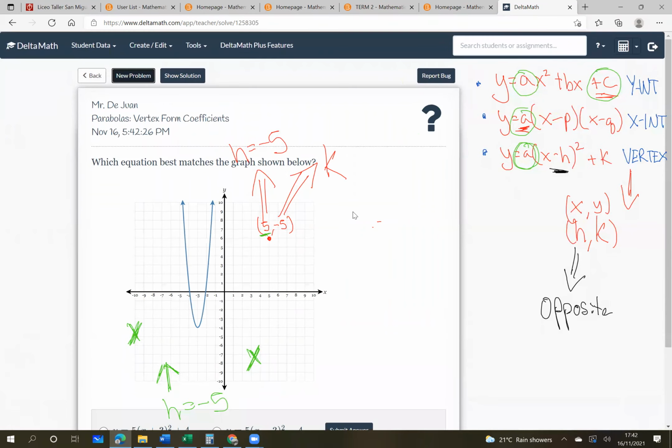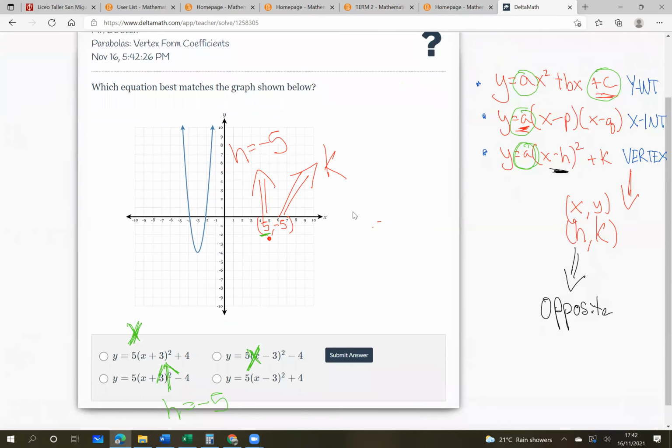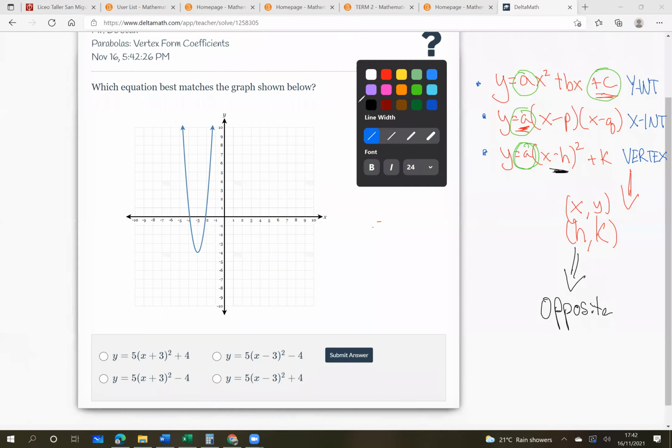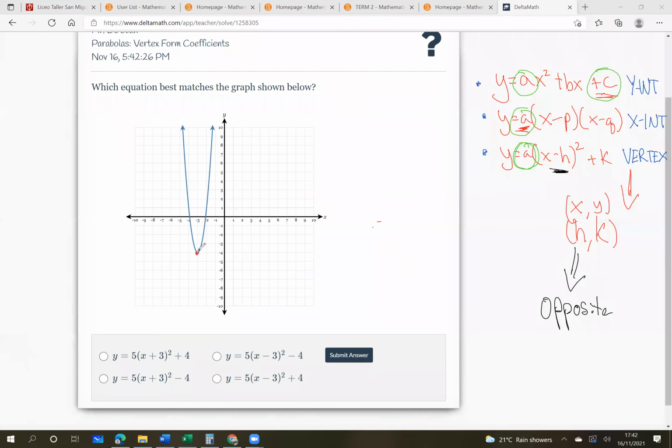One last one in case you are still struggling with this. Okay. Final one. I'm going to go really slowly on this one. What do we see here? Well, we see that our vertex is negative 3, negative 4.